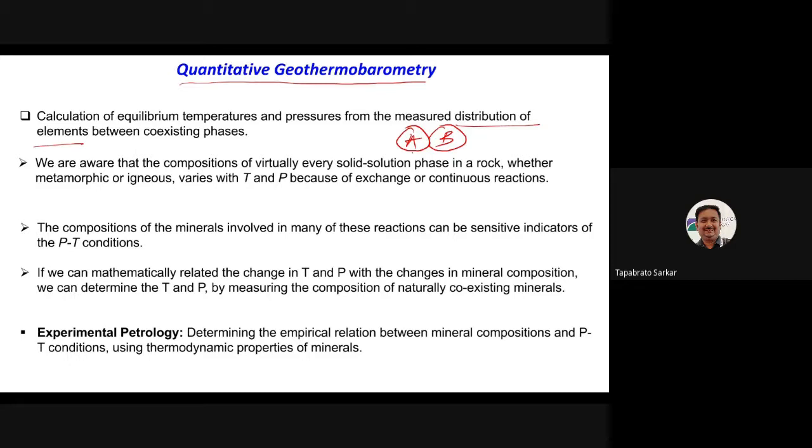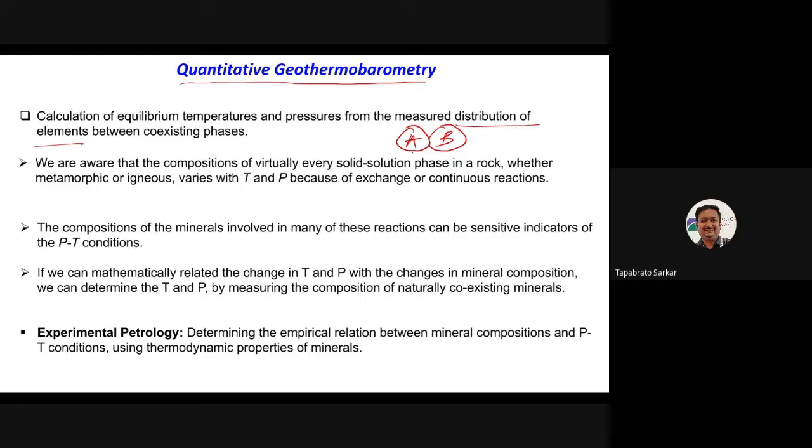Mainly what we mean by the formation of metamorphic rocks. Okay, so we are aware of the compositions of virtually every solid solution phase in a rock, whether it is metamorphic or igneous in origin, and these solid solution compositions vary with temperature and pressure because of the exchange or continuous reactions.